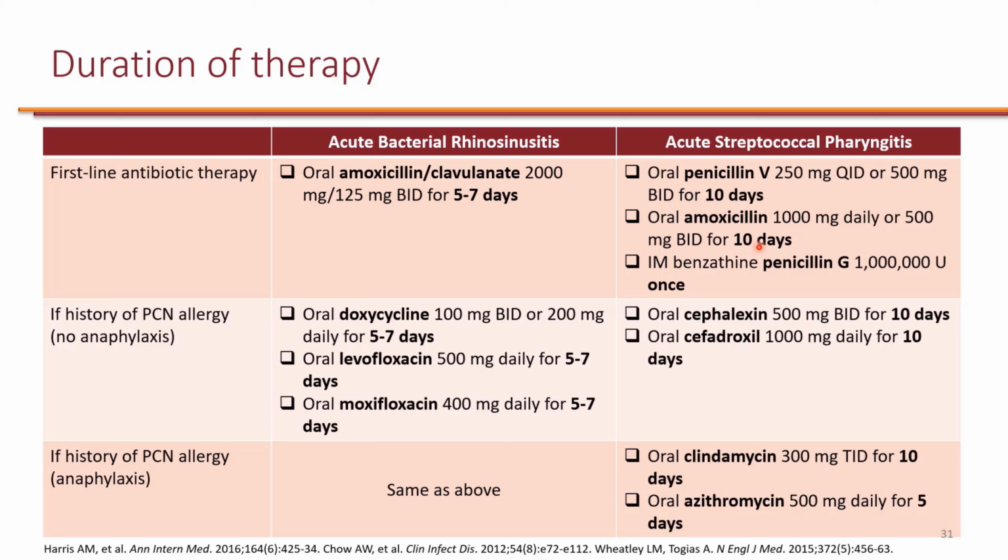And then of course, if you really want to do one dose and be done with it, you can do the intramuscular injection of penicillin G at 1 million units. Of course, this would be painful, so a lot of patients might not want to do this, and this is more realistic for people who have adherence issues. Now, if someone has a penicillin allergy where the reaction is non-anaphylaxis, we can use a first-generation cephalosporin like cephalexin for 10 days, or we can use cefadroxil once a day for 10 days.